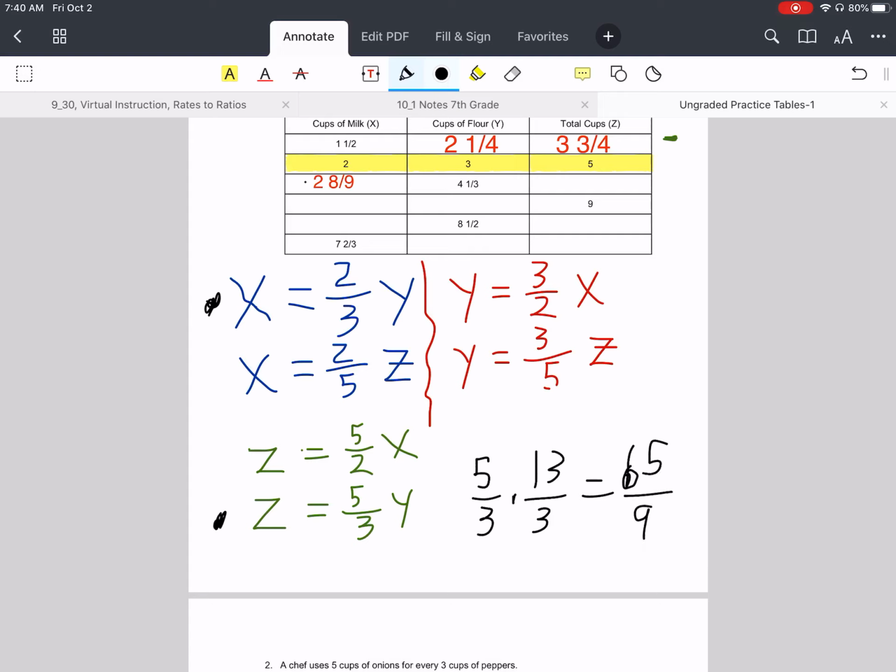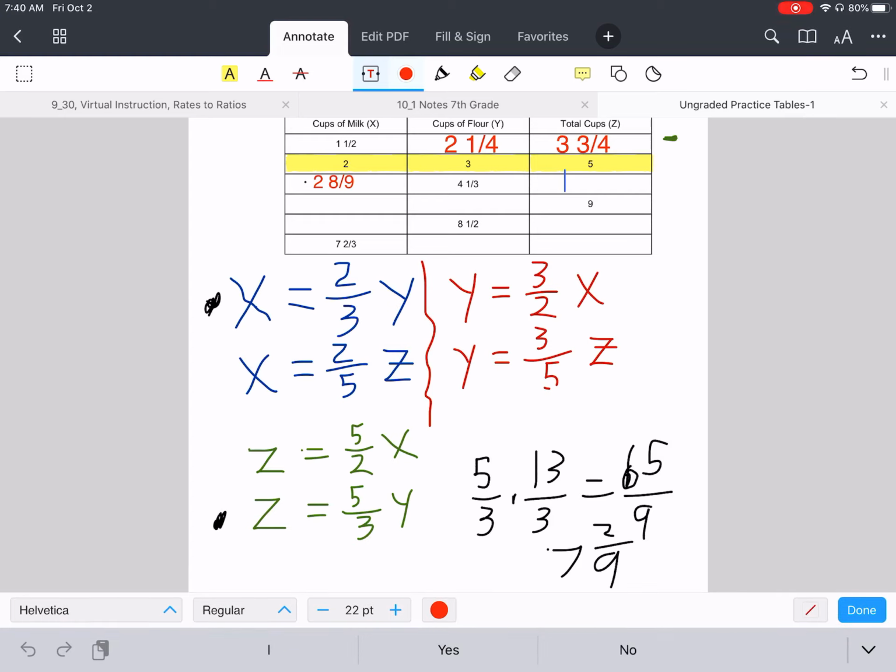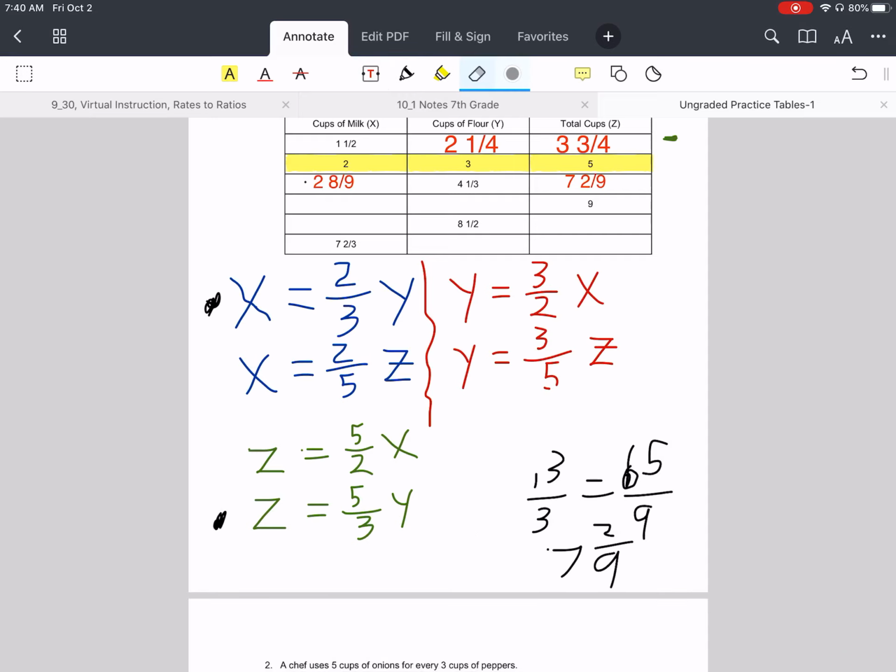over 9. We know that 9 goes into 65 7 whole times, and then we'll leave with 2 left over. So 7 2/9. I'm going to put that here, 7 2/9. And if we added up the x and the y value, 2 8/9 plus 4 1/3, it would equal 7 2/9. All right.